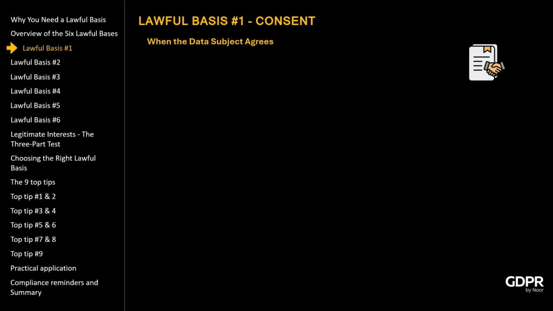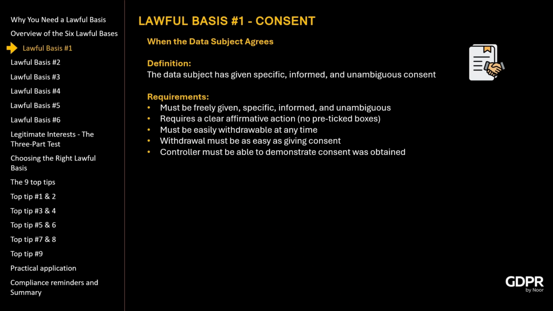Under Article 4(11), consent must be specific, informed, and unambiguous. Article 7 sets the bar high. Freely given: people must have a real choice with no pressure or negative consequences. Specific: each purpose needs its own consent. Informed: individuals must know who you are, what data you collect, why, and how you will use it. Unambiguous: there must be a clear affirmative action. No silence, no pre-ticked boxes.